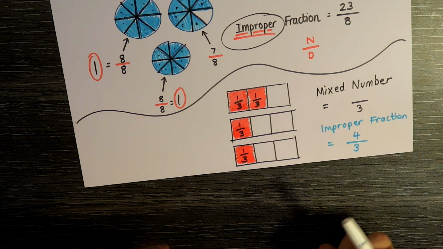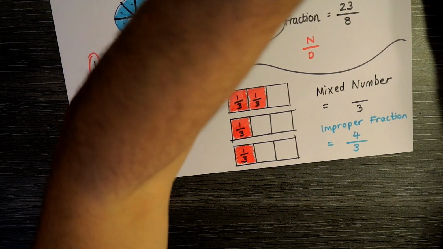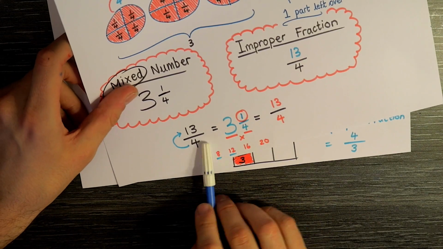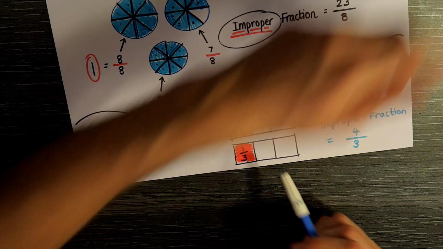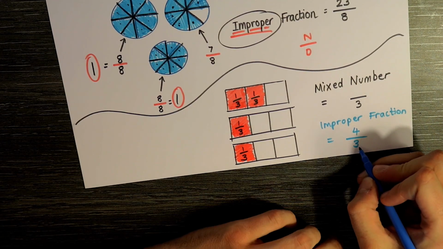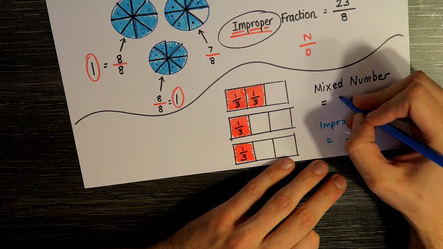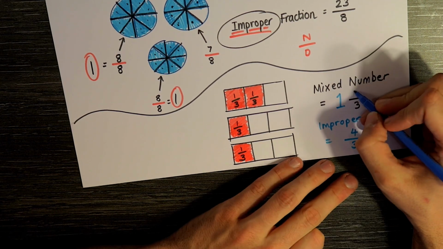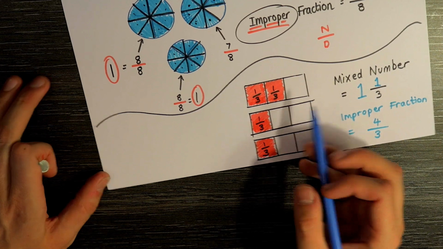So how many do I have altogether? Well, if we use the idea that I made earlier, we were dividing. Let's do the same here. How many times does 3 go into 4? It goes in once, so that's going to be the 1. And then how many have we got left over? 1. 1 and 1/3.